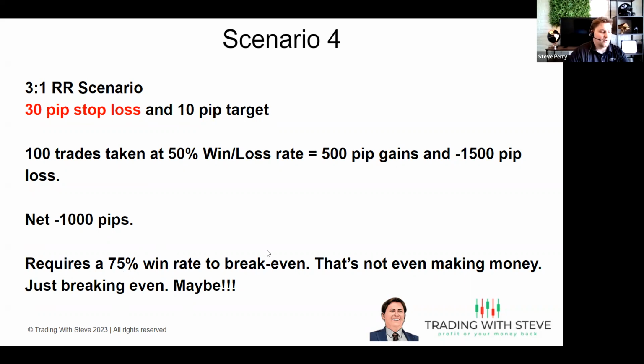And that doesn't even include commissions and spread fees. And maybe you have some swap fees in there, depending on how long you've held that trade. So you might even need to win like 80% of the time, we'll say, just to break even. And that is not making money. You're not making anything. You're just losing, or hopefully breaking even. So a lot has to go right, let's just put it that way. A lot has to go right with this to be profitable.